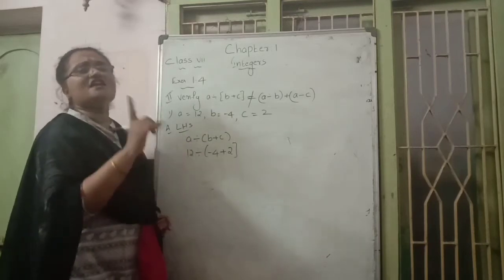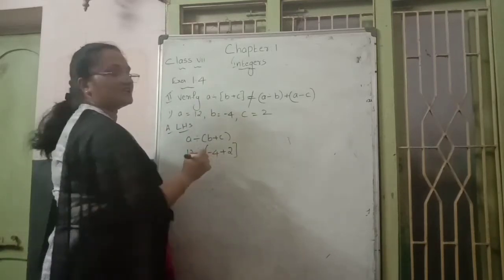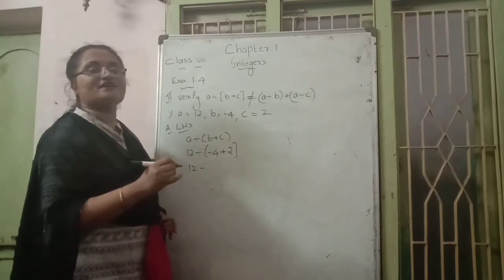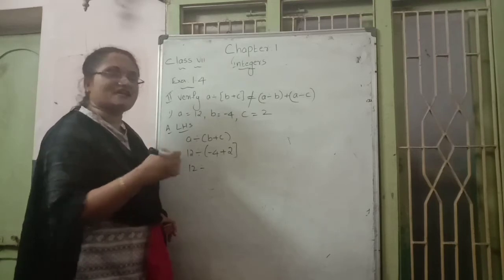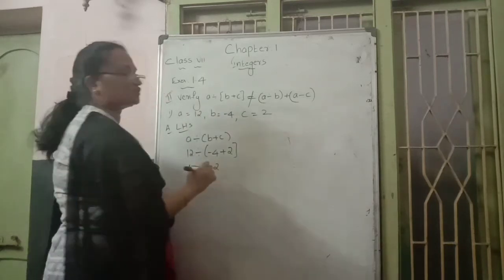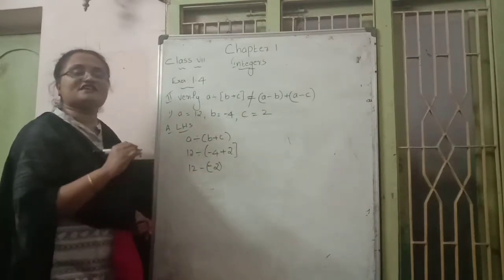Always we give first preference to the bracket calculation. So 12 divided by minus 4 plus 2. One is a negative number, the other is a positive number. In the addition case, we subtract and put the sign of the bigger number. So 4 minus 2 becomes 2. The bigger number is 4, and the symbol of 4 is minus. That's why we get minus 2.